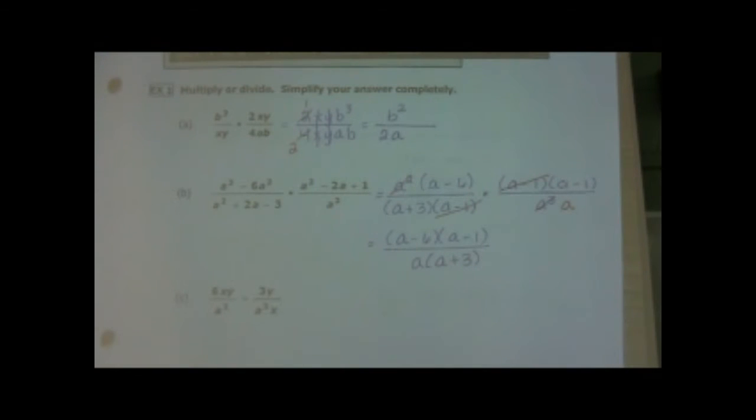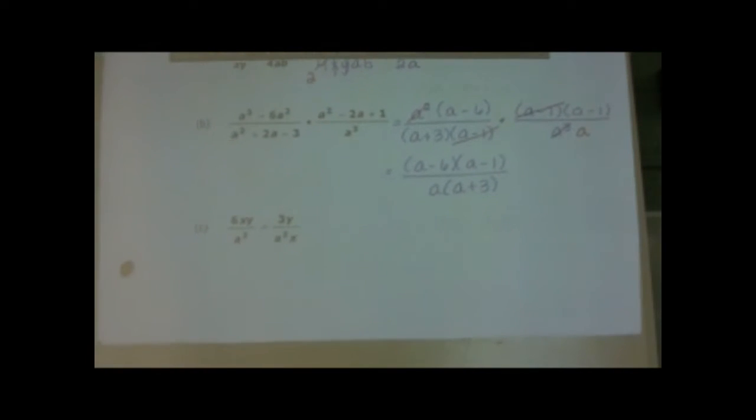My next example is a division example. And in this particular example, we've got to remember how we divide fractions. So, my first fraction stays the same. I'm going to change division to multiply, and my second fraction flips upside down. So I'm going to have a to the third x over 3y.